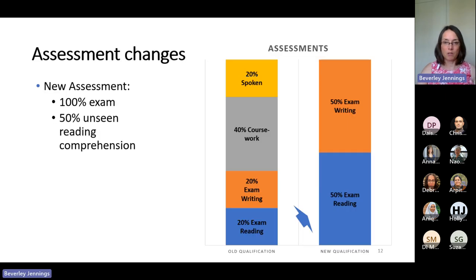So this is just a little bit of a diagram. The one on the left, that's the right way around, is the old assessment. So we actually had 20% of the mark used to be for giving a speech and group work, 40% was coursework, and then only 40% was in the exam. Whereas now we just go to 100% exam, and unseen reading comprehension moves from being worth 20% to being worth 50%. So there's much more emphasis on the ability to comprehend unseen texts for success in this qualification.